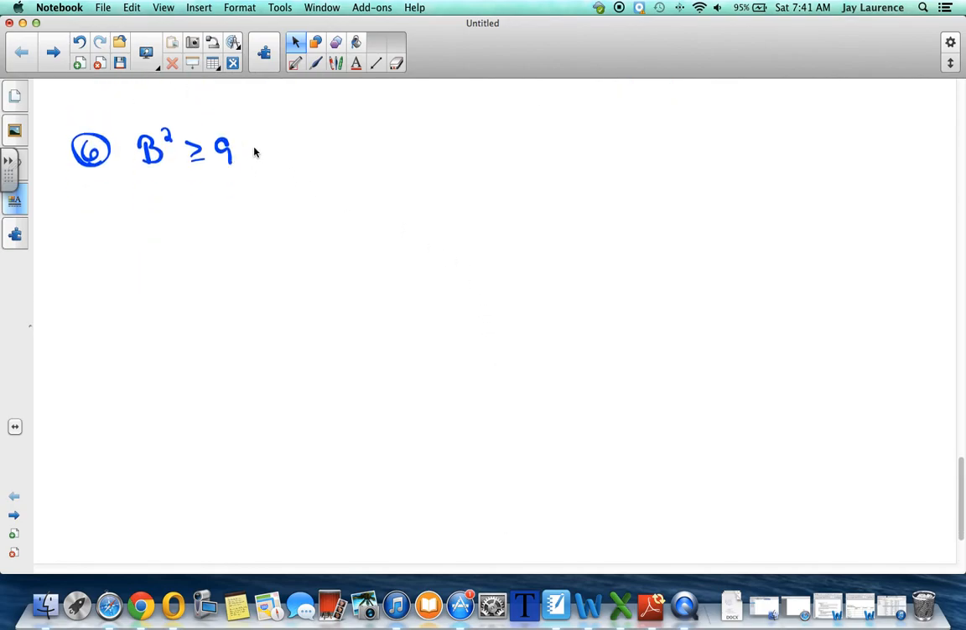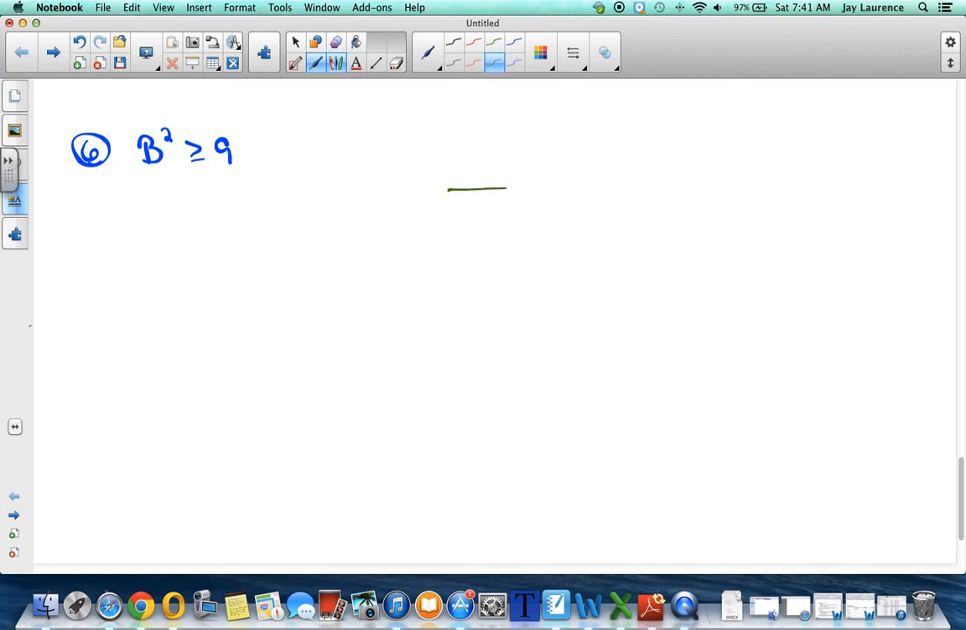All right, remember, we need to take the square root of each side, but this is kind of a weird one because if I just go B is greater than or equal to positive or negative 3, that doesn't work. That is not true. Okay, let's think about this intuitively.